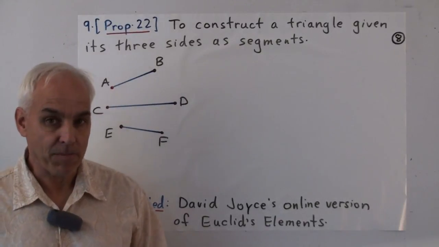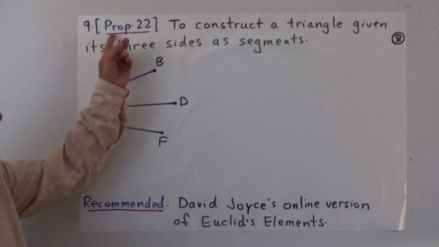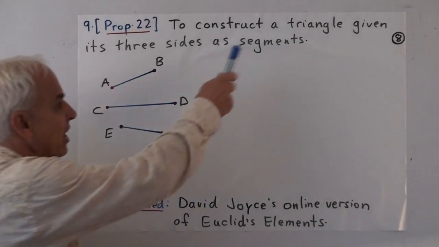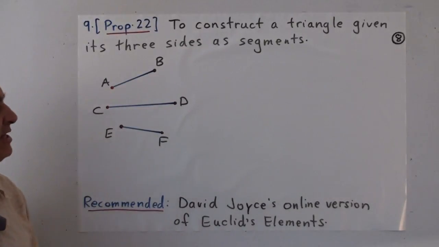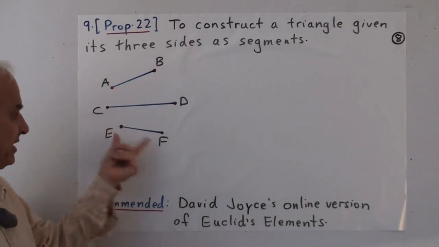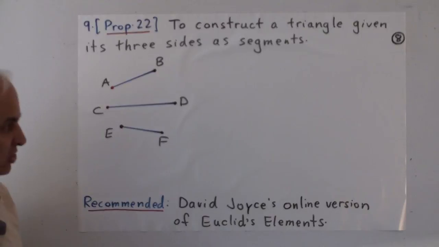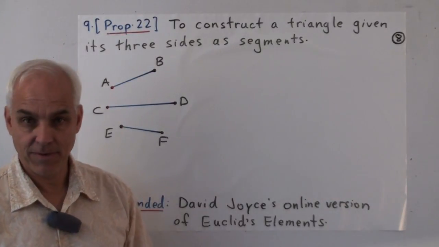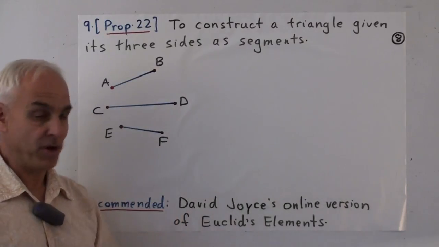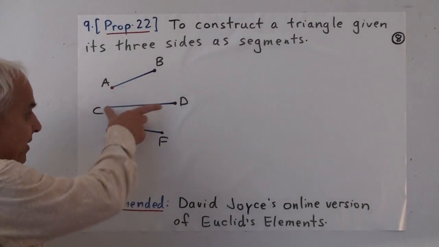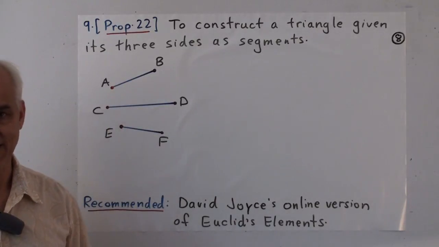And our final problem will be essentially proposition 22 of book 1, which is to construct a triangle given its three sides as segments. So we are given three segments, say AB, CD, and EF, somewhere on the page. And over here, perhaps, we want to construct a triangle. A triangle made out of three points. And we want the sides of that triangle to be these three segments here.